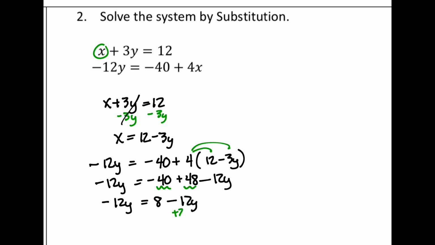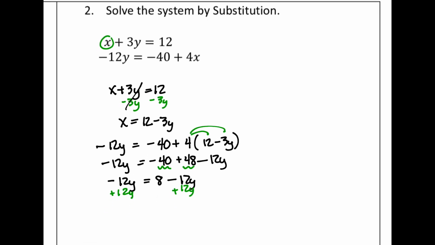Now add 12y to both sides. Whoops, not 2, 12. There we go. Add 12y, and I'm going to slide it up just a little bit. So these cancel, equals 8, and these cancel. You can't have an entire side cancel completely out. So what goes here? A 0. And this is false. Okay, so since it's false, there is no solution.